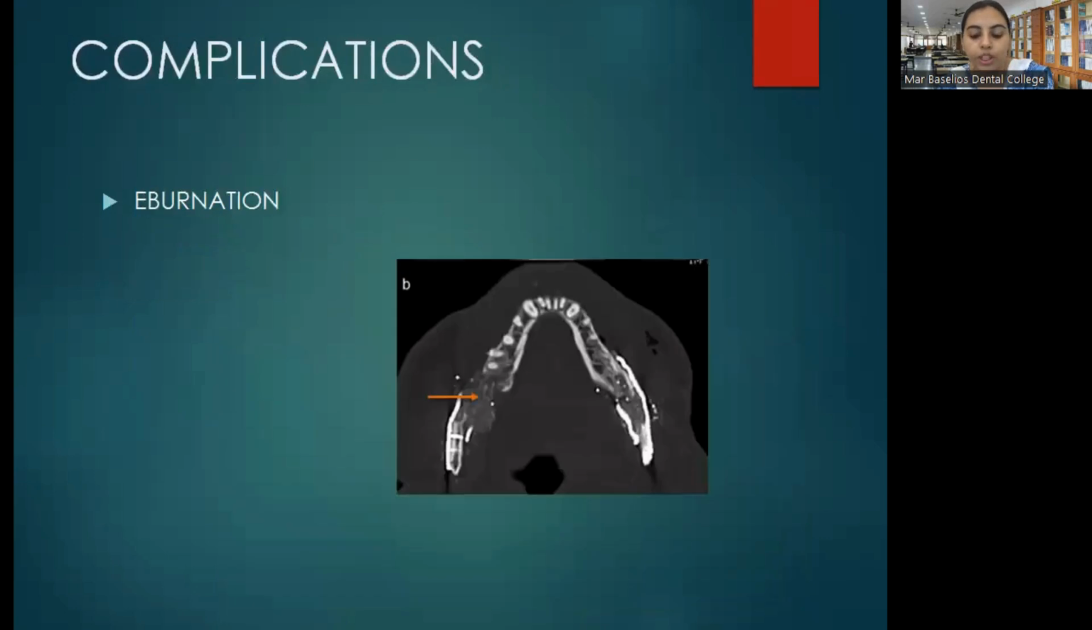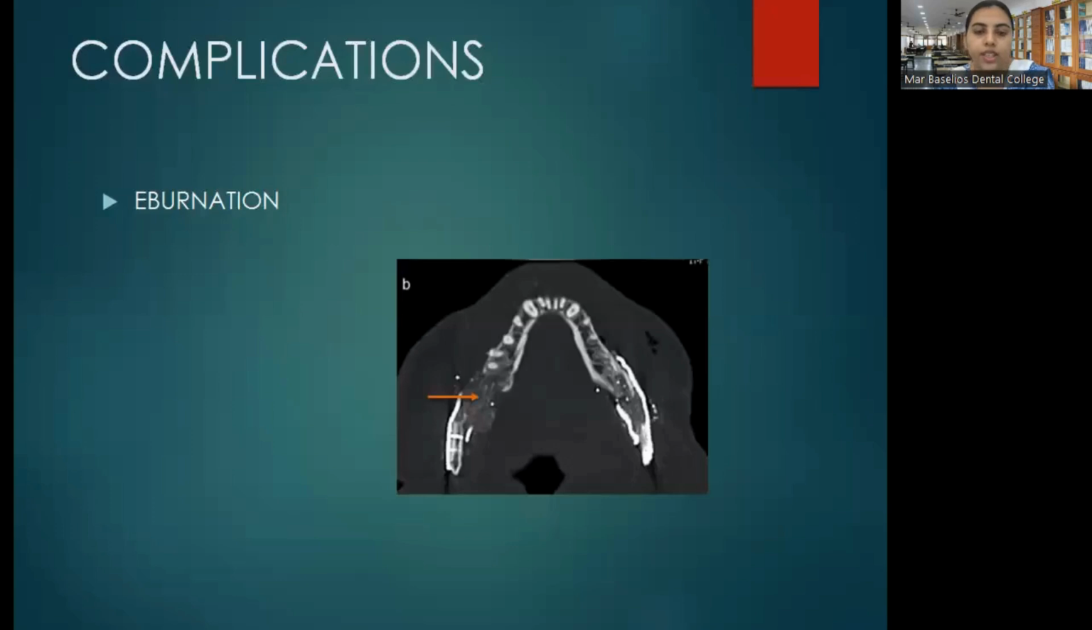Now, coming to the complications, mainly we need to know about eburnation. It is a non-union of mandibular fractures, which causes an elephant foot-like appearance. There is sclerosis, especially in long bones, with sclerosis of the bone ends. And there is non-union happening between the fractured fragments. Now, that winds up the gist of mandibular fracture management.